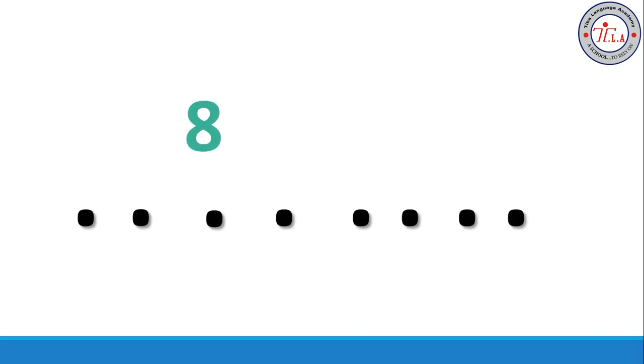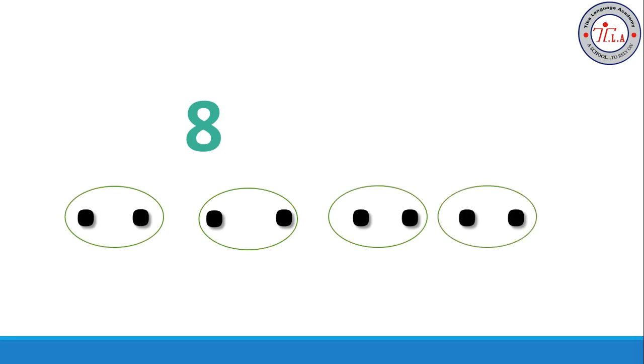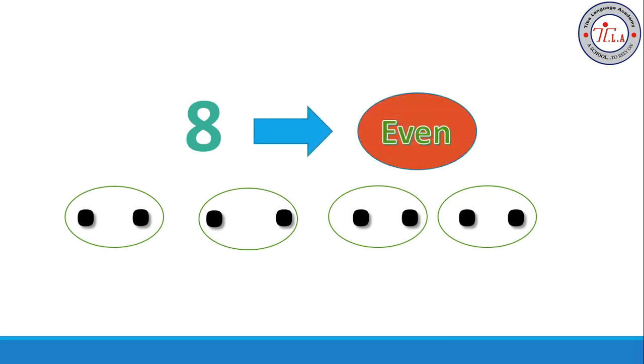Another one. Here we have number 8. Let's draw 8 dots: 1, 2, 3, 4, 5, 6, 7, 8. Let's circle each couple of dots. First circle, second one, third, fourth. Is there any dot left for us? No. So it's an even number.